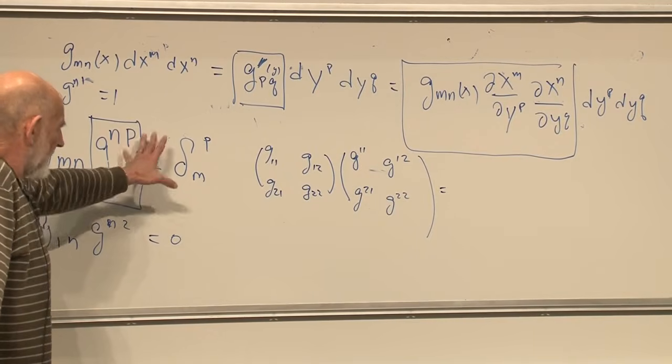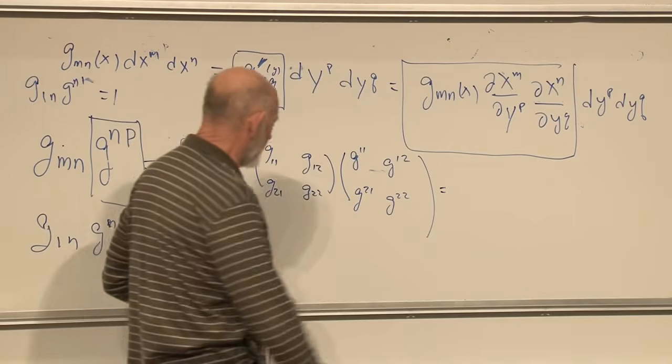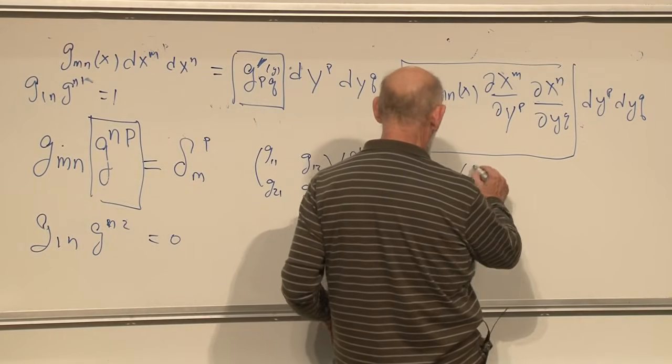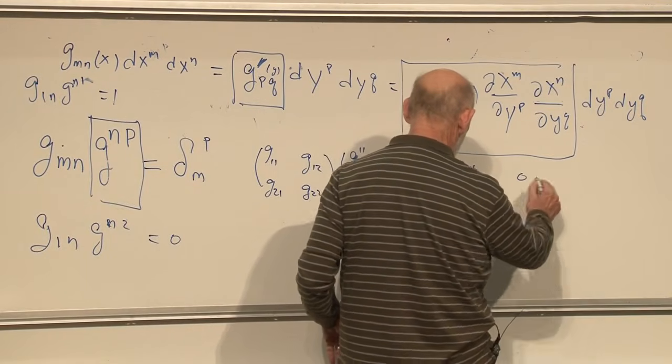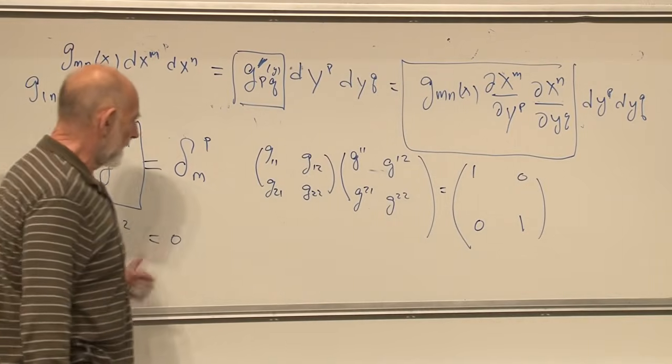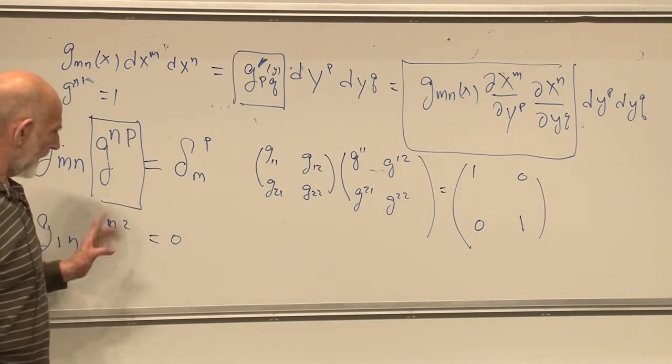I'm going to now write this equation in its full-blown glory. 1, 0, 0, 1. Okay? Right. So what does it say?